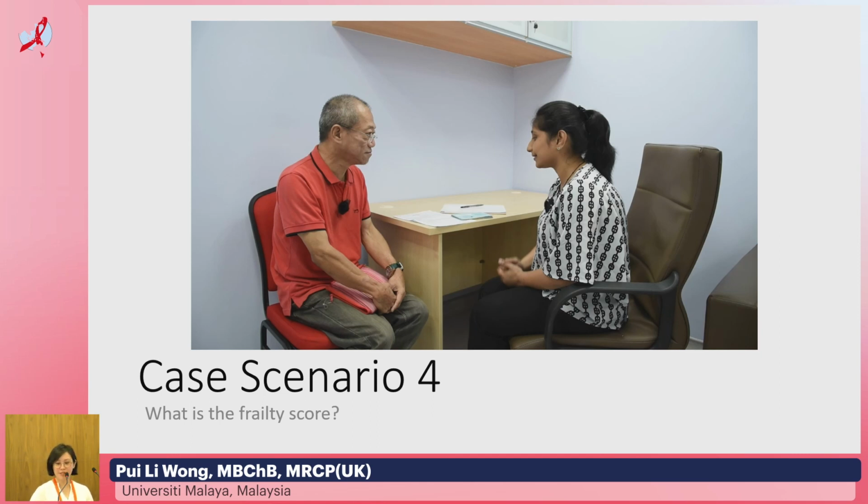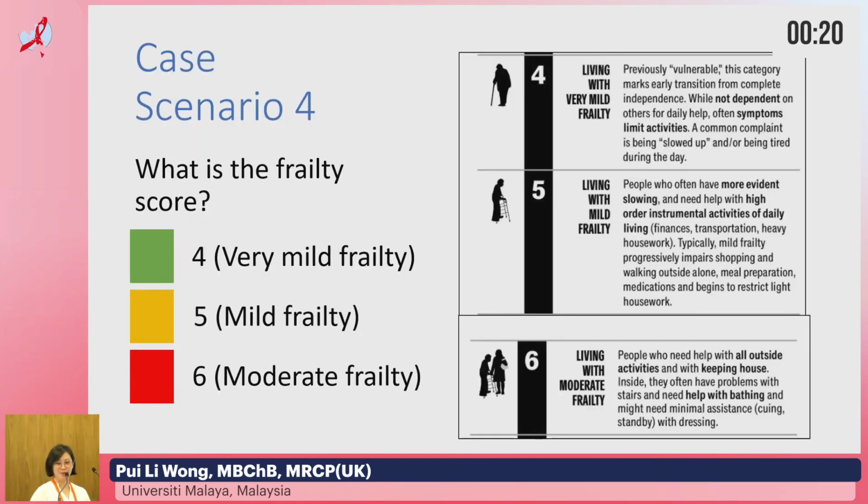Okay, so this is the next question. What is the frailty score? Okay, so do you think he's at a 4, very mild frailty, 5, mild frailty, and 6, moderate frailty? My goodness, look, you guys are pros already. Okay, but I'm still going to let the timer run in case anyone needs some extra time. Okay, so 10 seconds. I see mostly yellows and some reds, so no greens. Okay, so that's good.